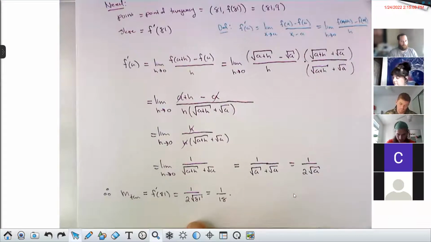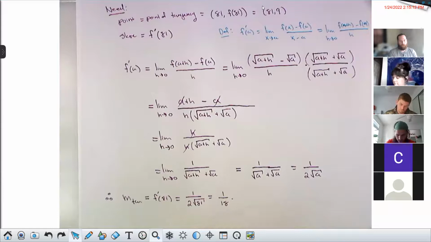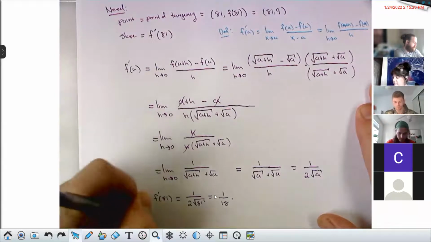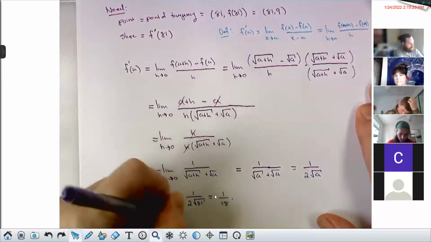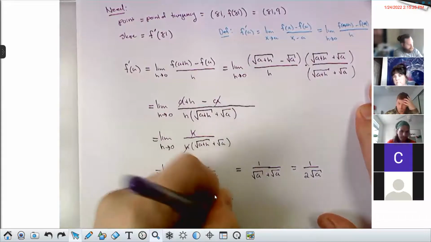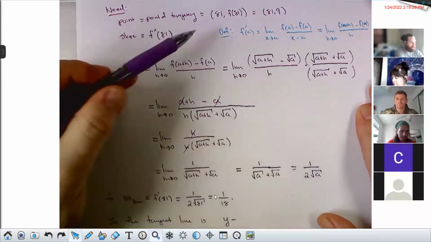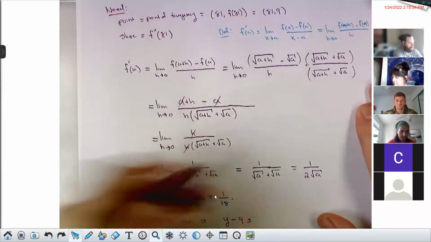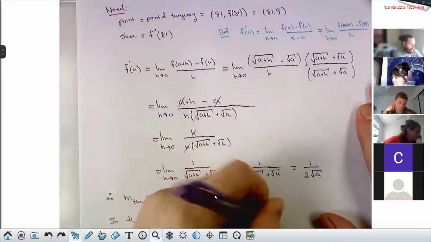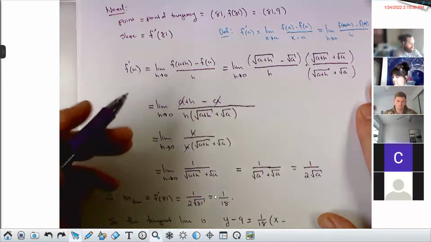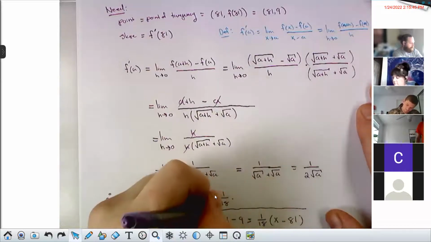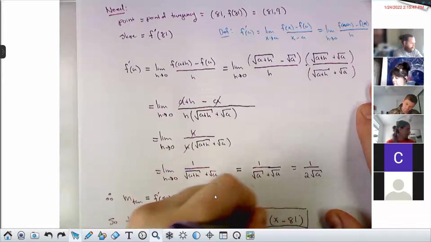And now all we have to do is use our point slope form of a line. I've got my point, 81, 9. I've got my slope, 1 over 18. So the tangent line is y minus y0, which is 9, equals m, which is 1 over 18, times x minus x0, which is 81. And you can leave your answer like this. You do not need to put it into y equals mx plus b.